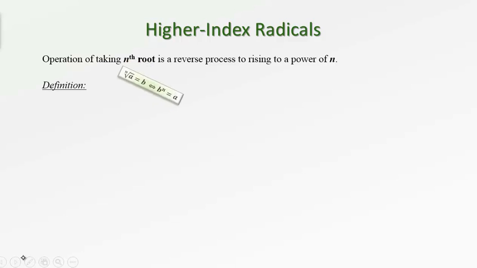What does it mean? Formally, the nth degree root of a certain quantity A is such a quantity B that when we raise B to the nth, we get back our A. So nth degree root of A is such a B that B to the n gives us back A.